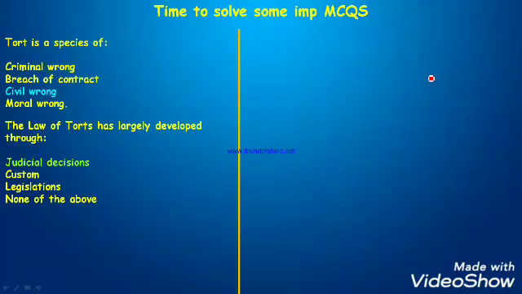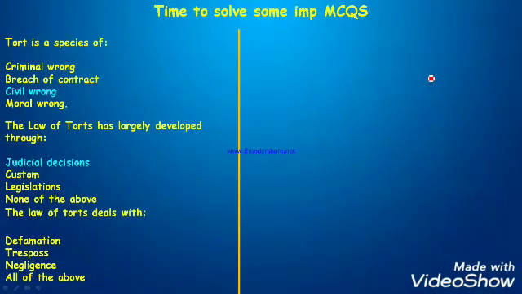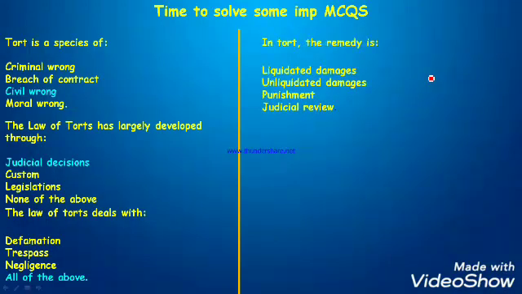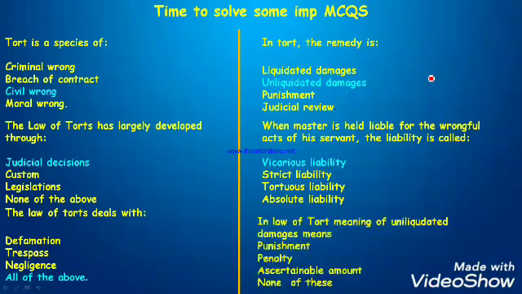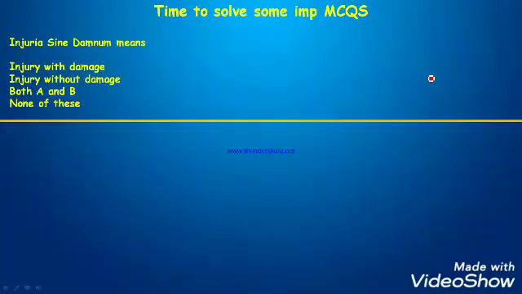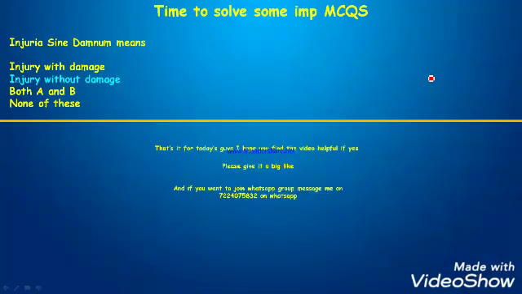The law of tort has largely developed through judicial decisions, that we read in lecture number 1. The third is: the law of tort deals with defamation, trespass, negligence, all of the above, that we read in lecture number 1, lecture number 2 and lecture number 3. Okay, this will be considered all of the above. The next question: in tort, the remedy is unliquidated damages. When a master is held liable for the wrongful act of his servant, the liability is called vicarious liability. In law of tort, the meaning of unliquidated damages means penalty. Okay, last question. Injuria sine damnum means injury without damage, that we read in lecture number 2.